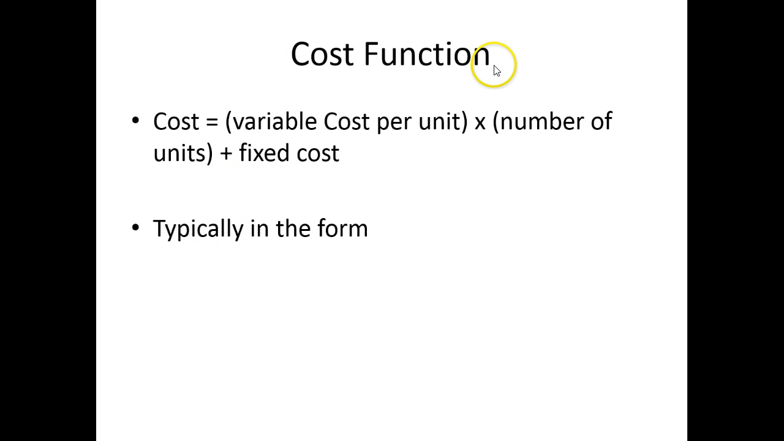You have what's called a cost function. Your cost function is your variable cost per unit times the number of units sold plus the fixed cost. Your fixed cost is usually your overhead. So your cost function is typically written c of x equals mx plus b, where m is your variable cost and b is your fixed cost.